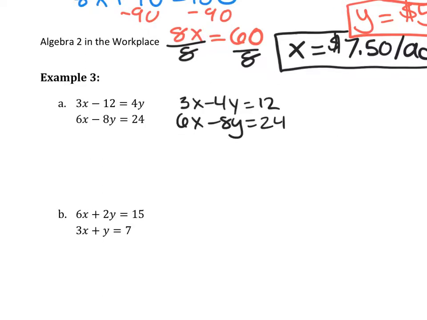Okay, so now we need to choose what variable, x or y. Which one do we want to cancel out? X? Okay. So what do I have to multiply the top equation by? 2. Just a positive 2? Negative 2. Why? Because, remember when we add them together, they have to cancel out. So that means we have to have the same number but opposite signs. So since this one's a positive 6x, we need that one to be a negative 6x. So we multiply. We'll have negative 6x plus 8y equals negative 24.